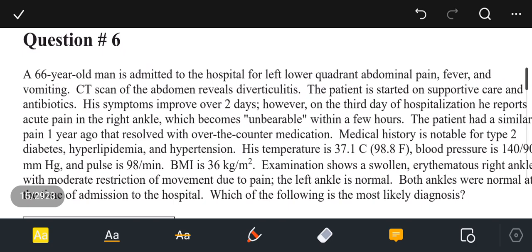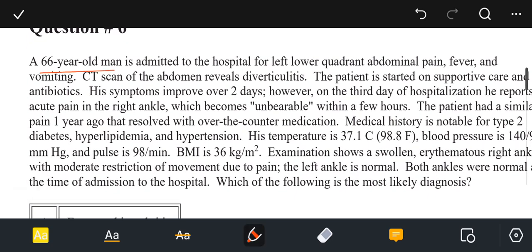In question number 66, they are asking about a 66-year-old man who is admitted to the hospital for left lower quadrant abdominal pain, fever and vomiting. The CT scan of the abdomen reveals diverticulitis.